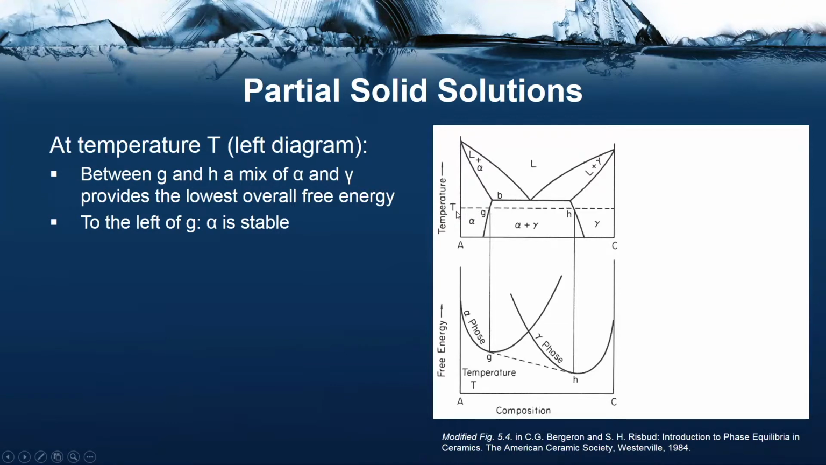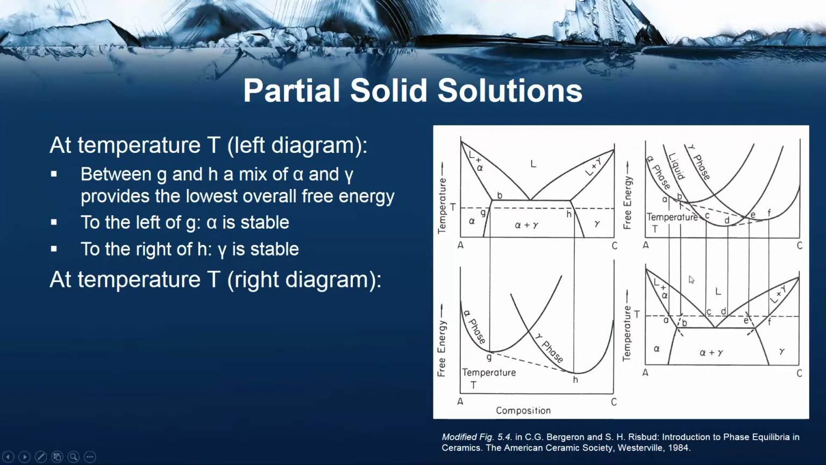The same applies on the right side of H, where gamma is stable. So far, so good. We haven't proved why the metastable extension should go into this region, but we have introduced the concept of coupling these Gibbs free energy functions to the phase diagram. So let's move on to this infamous right figure right here.